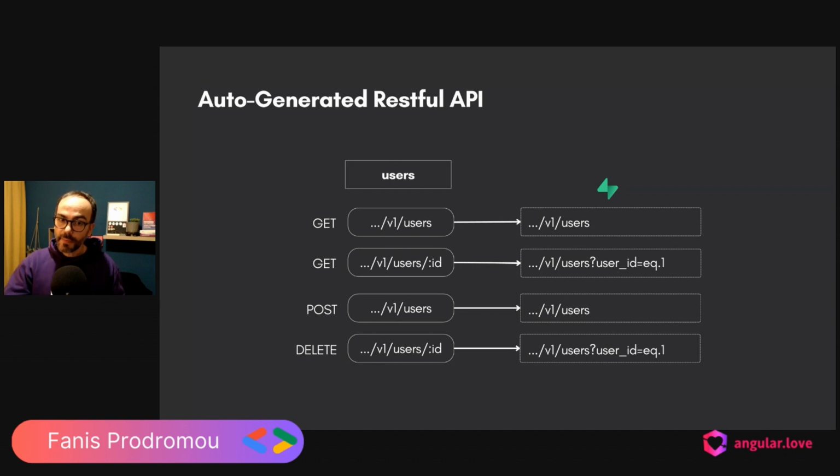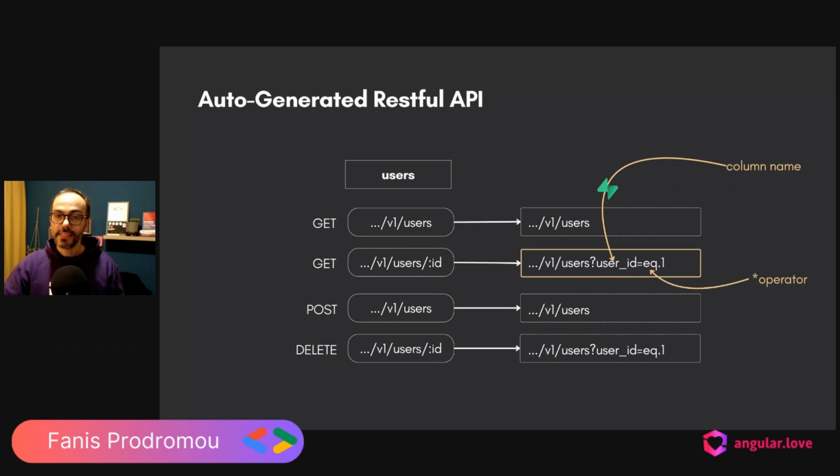So let's dive a bit deeper to understand what is happening with this query parameter. What we have here is user_id, which is the database column name. And this is the operator, the equals operator, and there are plenty of operators out there that we can use: equals, not equals, and many more. And .1 is the value. So what we're doing is filtering directly from the API.